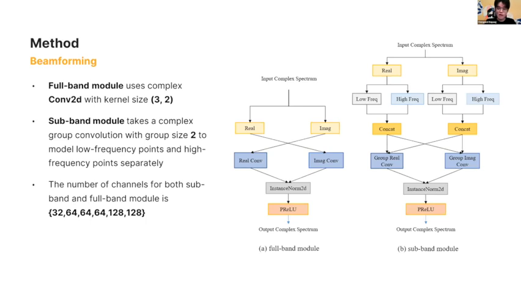Let's say more about the architecture of the subband module and the full-band module separately. The full-band module just uses a complex conv2D with kernel size of 3 in the frequency dimension and 2 in the time dimension. The subband module will use a complex group convolution with group size 2, so that it can model the low-frequency points and high-frequency points separately. Also, the instance norm and the PReLU are added after each convolution operation.